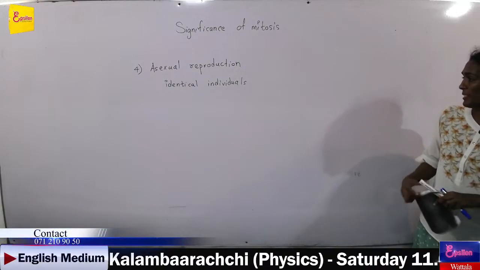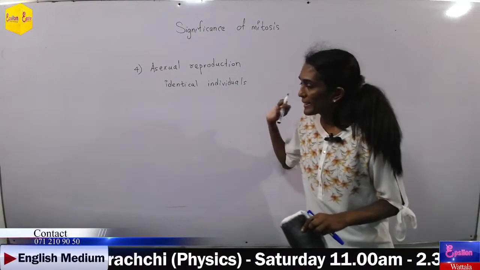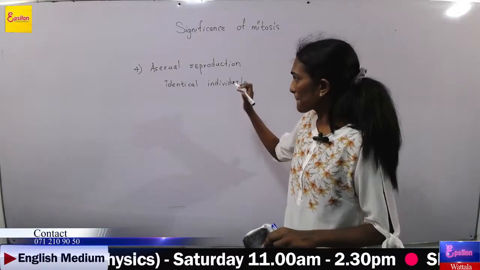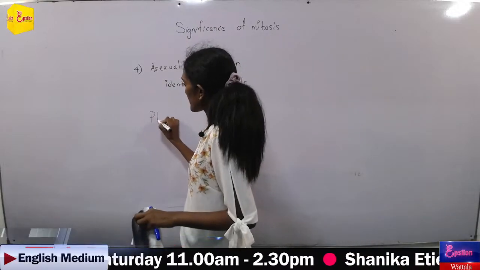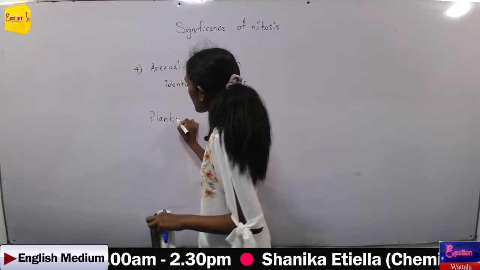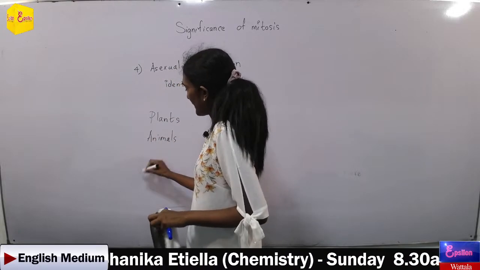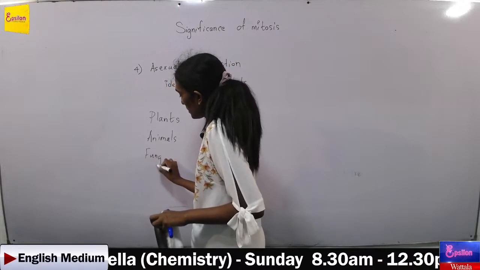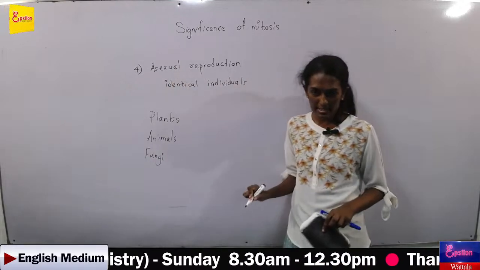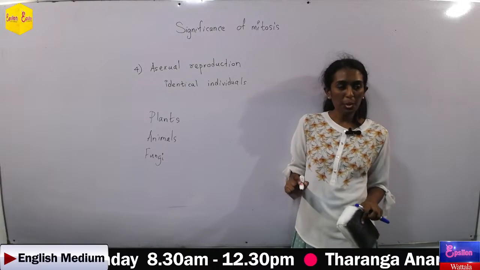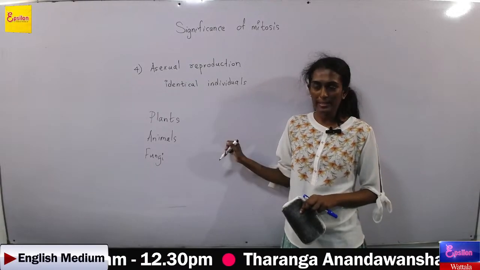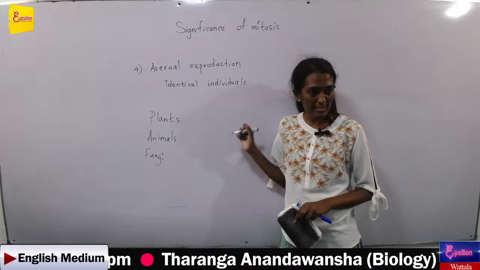Okay. Right. Identical individuals are formed. Plants also do asexual reproduction. Animals also. And fungi also do asexual reproduction, isn't it? Many animals show asexual reproduction. In all these cases, mitosis is the one which is helping.